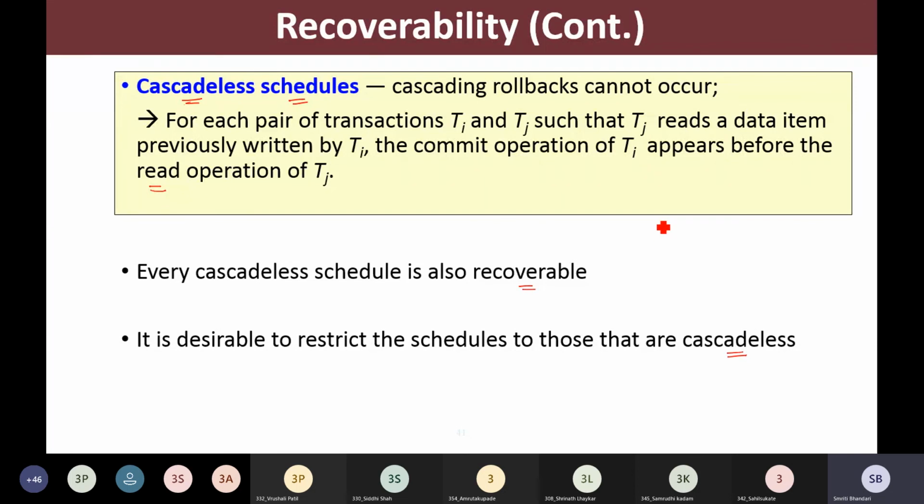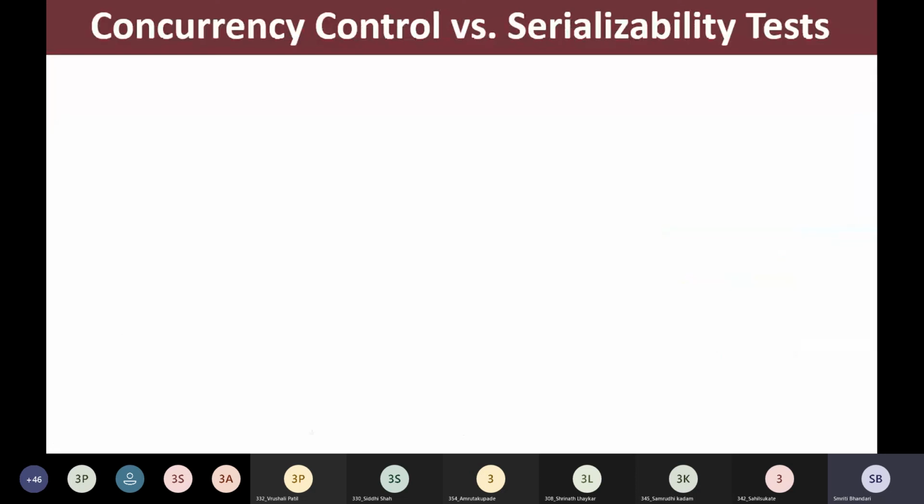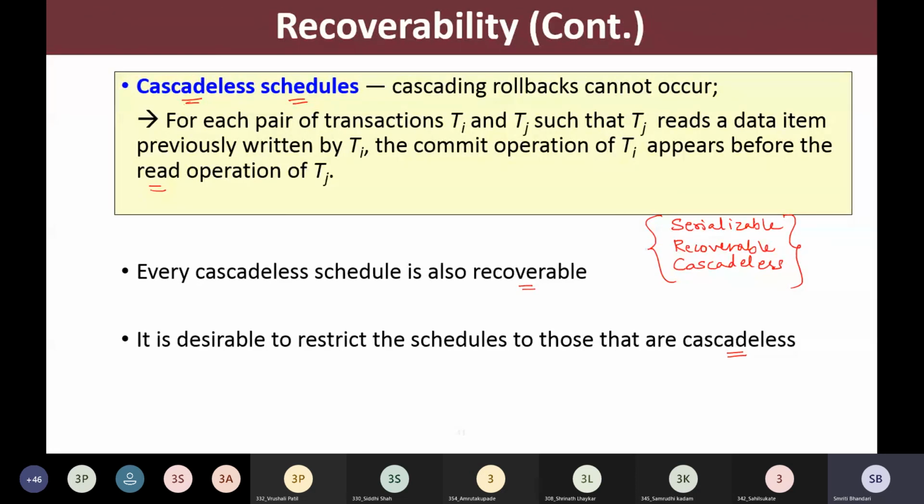Meaning, we would like to ensure that whatever schedules are being generated by database systems are serializable, recoverable, and also have this property of being cascadeless. The schedules should be generated such that they satisfy these three properties. I hope you have understood these concepts.